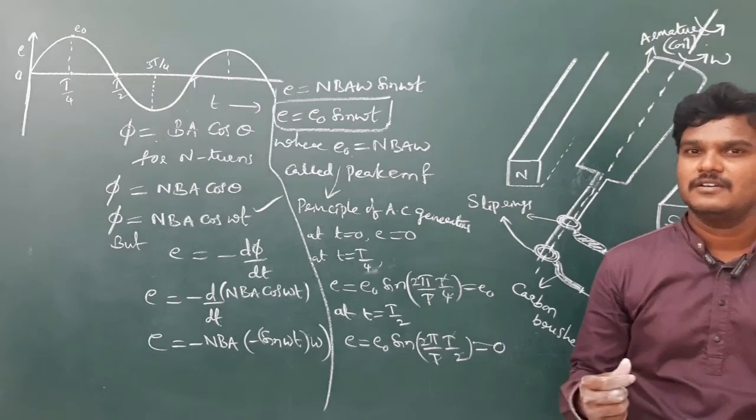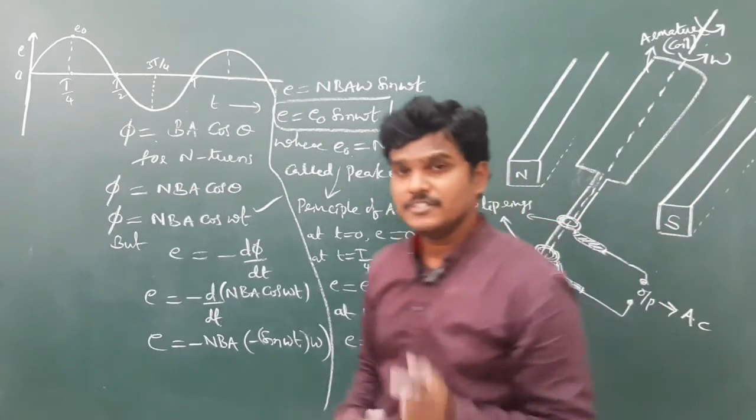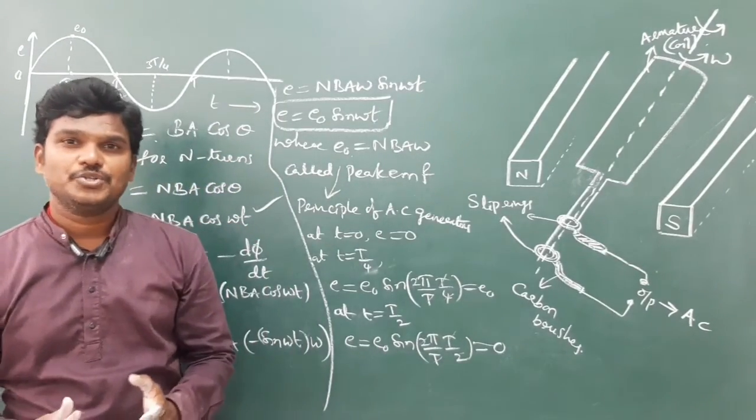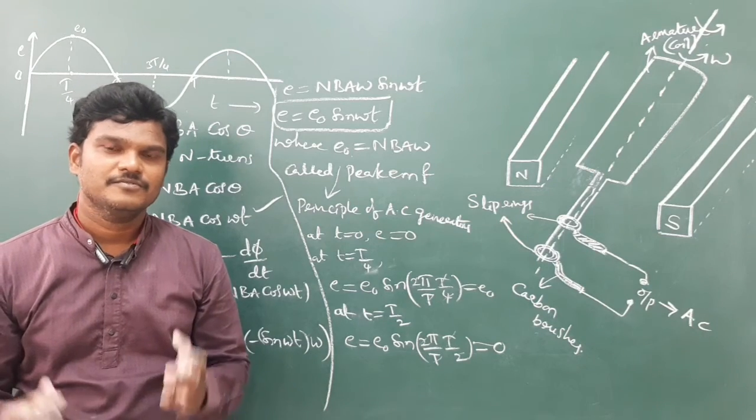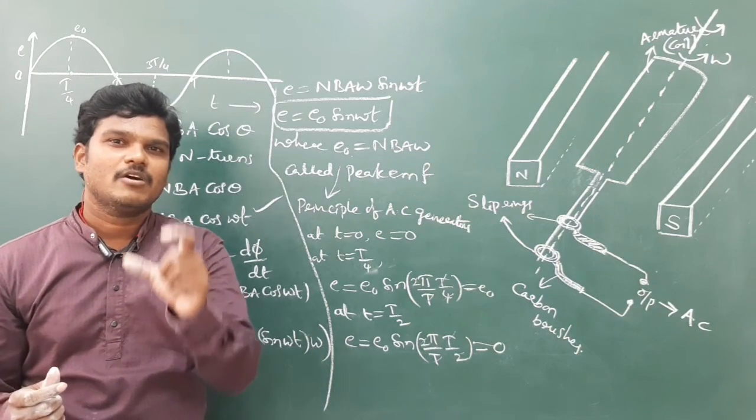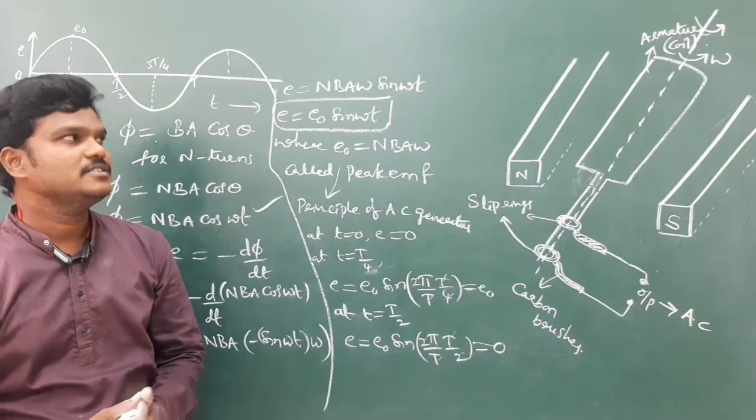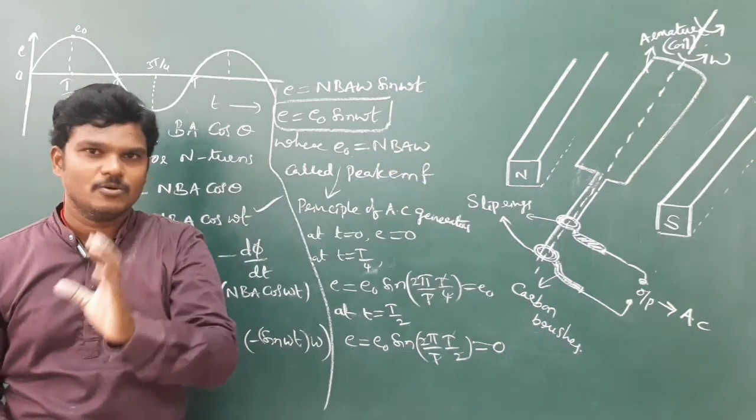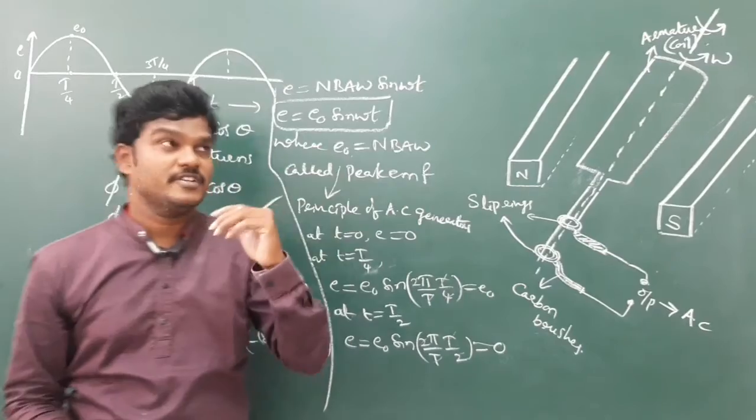It is a device, a machine, which is used to convert mechanical energy into electrical energy. And see some main parts of the generator. Of course, it was invented by Nikola Tesla, who was a Yugoslavian scientist.